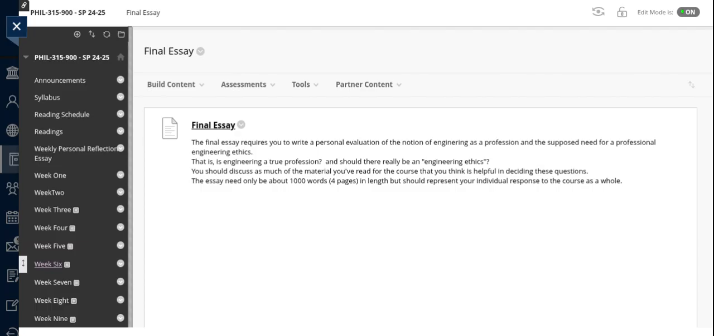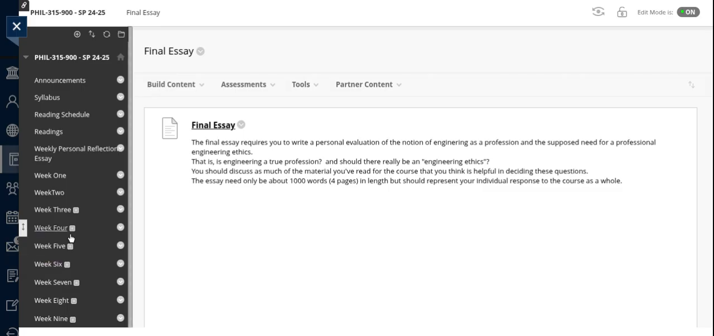So it's a 4-page opinion essay in which you respond to that. You should discuss as much of the material you've read for the course that you think is helpful in deciding these questions. It's about a 1,000-word essay, but it really represents your individual response to the course as a whole, so you should really do it very thoughtfully.